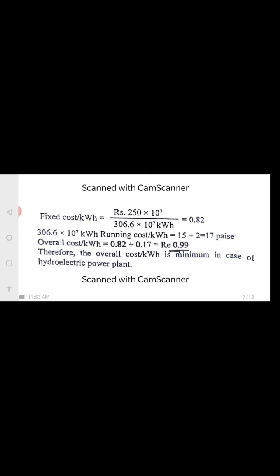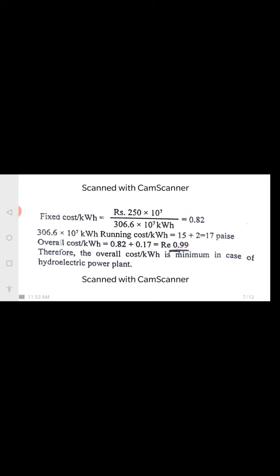So we have seen that in the nuclear power plant, to generate 1 unit of electricity, the overall cost is 99 paisa, whereas in the hydroelectric power plant, the overall cost per unit generation is only 67 paisa. Therefore, the overall cost per kilowatt hour is minimum in the case of the hydroelectric power plant. So we will install a hydroelectric power plant and not go for a nuclear power plant, because we are discussing in terms of economics. The cost is cheaper, so we go for the hydroelectric power plant.